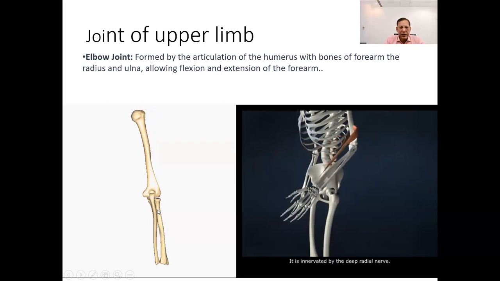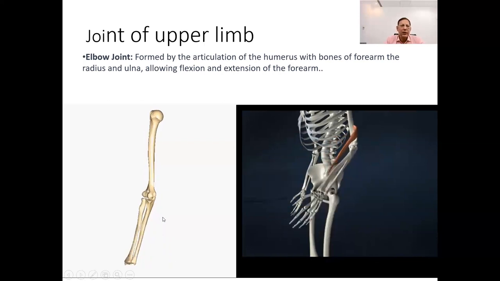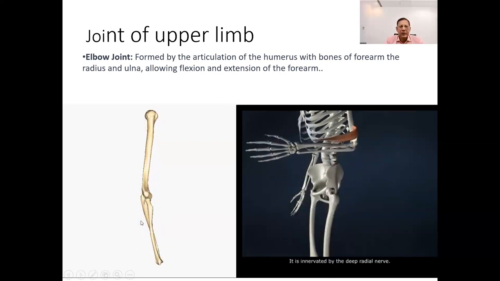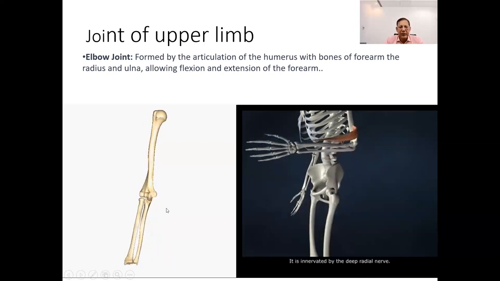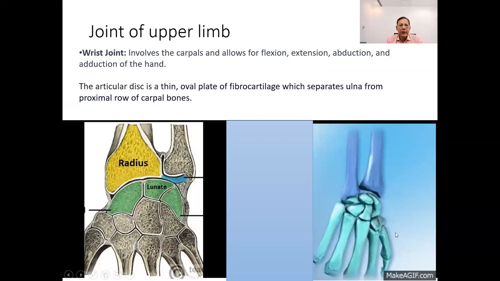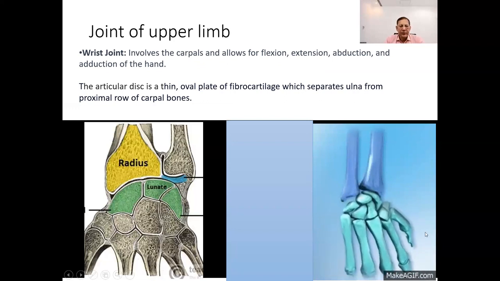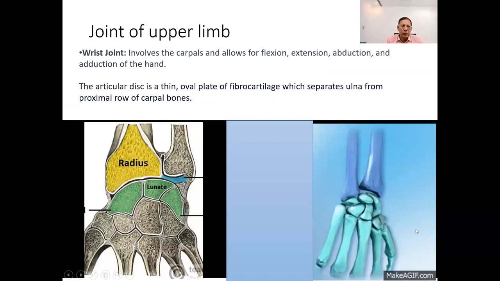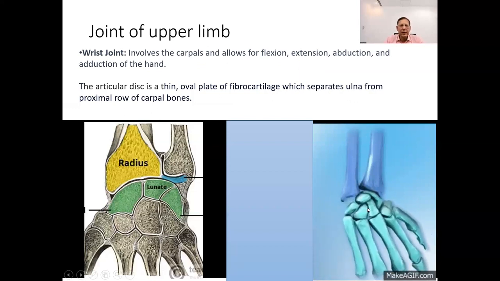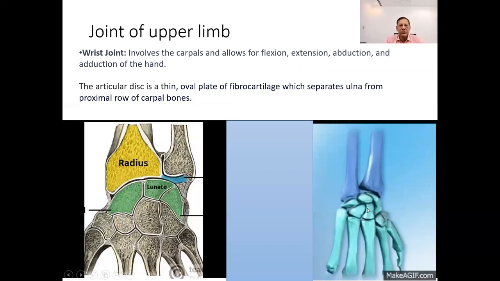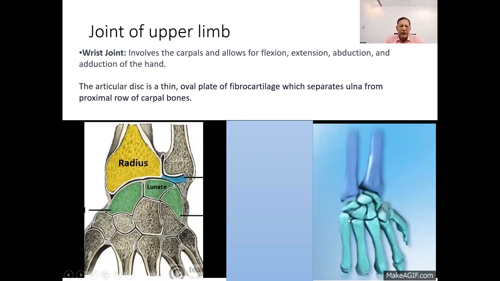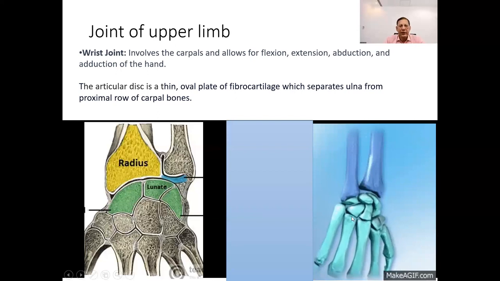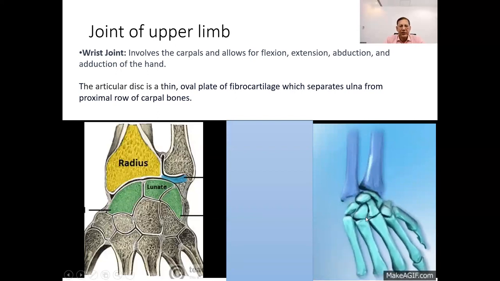The radius is a smaller bone. It runs parallel to the ulna. The wrist joint, also known as the radiocarpal joint, is a complex joint located between the distal end of the radius and the proximal row of the carpal bones.